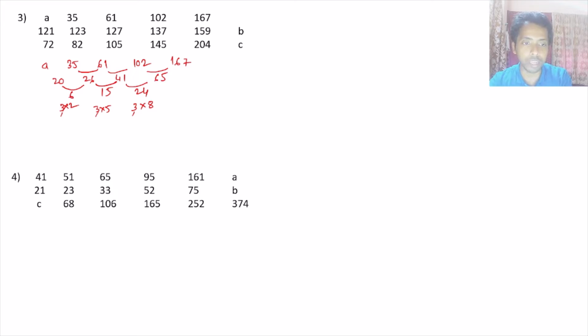Now this is 20. Difference between A and 35. 35 is more. So what's the value of A? That is 15. Right? So value of A is 15 here. Right. The next one, 121, 123, 127, 137, 159 and B.